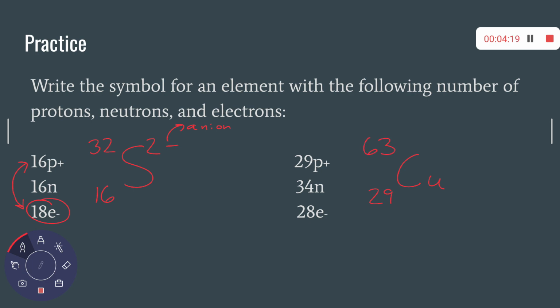Now I have to figure out my charge. If I look at my electrons, I have more positive charge than I do negative charge, so this is going to be a plus. This will be a cation. By how much more? I have 1 more positive charge than I have negative charge. Our 1s we don't write out, we leave them implied.